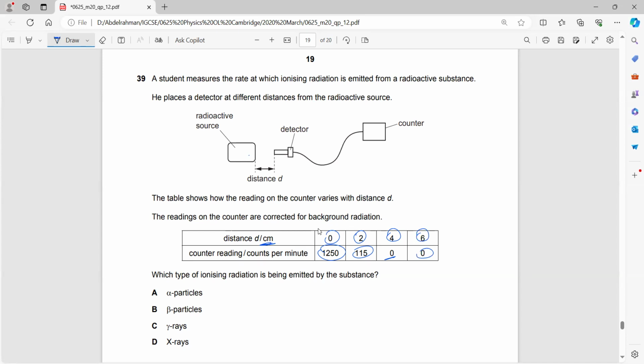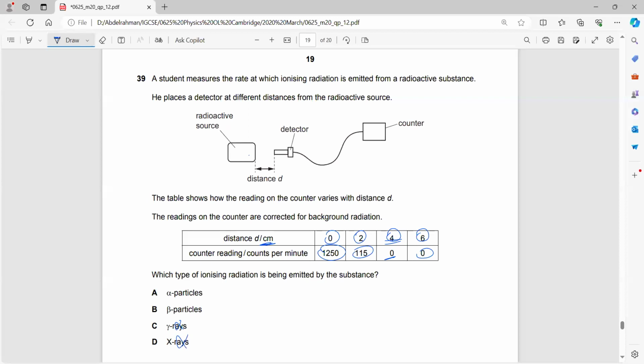Which of these radiations is being emitted by the source? Which of these radiations cannot travel far distances? Actually, 4 centimeters is not that far, I know, but the distances are extremely short. Gamma radiation can actually travel for several kilometers. X-rays will just cancel it out.